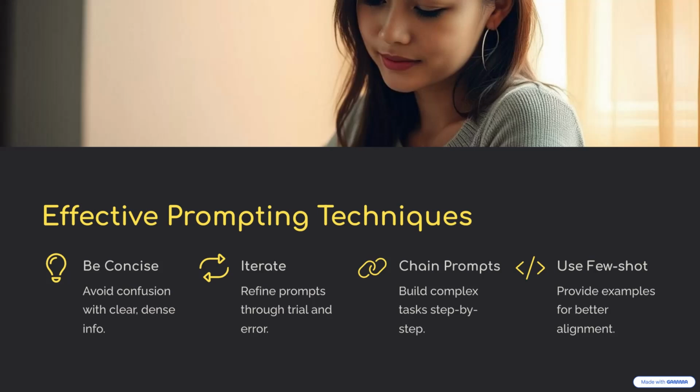And speaking of tweaking, iteration is massive, isn't it? You almost never get the perfect prompt first time. Oh, definitely not. It's all about trial and error. Start simple, see what happens, then refine. Add more detail, clarify instructions, maybe provide a better example. That idea of prompt chaining fits here too, right? Using the output of one prompt to feed into the next one, building up complexity step by step.